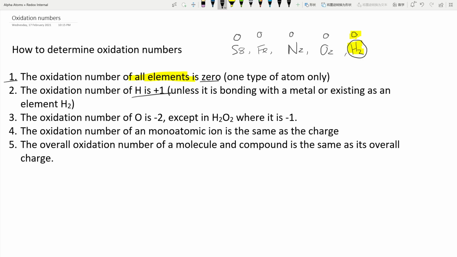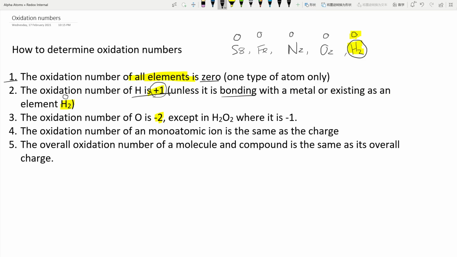But in all the other cases in NCEA level 2 and level 3 chemistry, you have H being +1. So do remember that, very, very important. And oxygen is always -2. Now there are a few exceptions. With hydrogen, again, I highlighted here, when you have H2, the oxidation number is just 0.